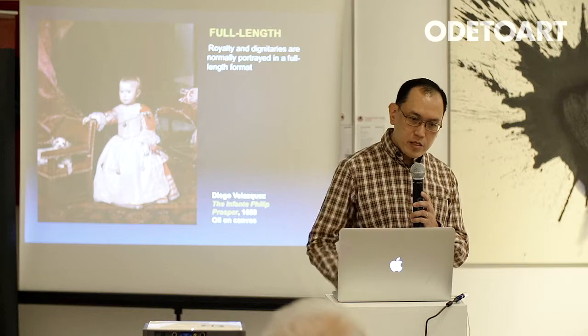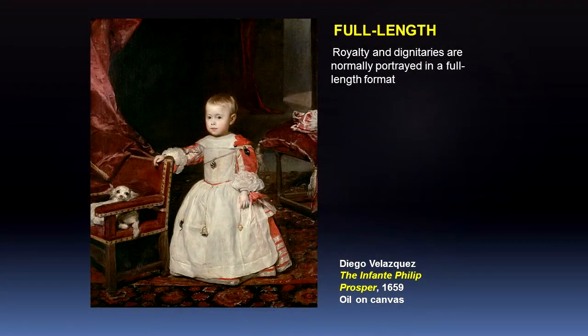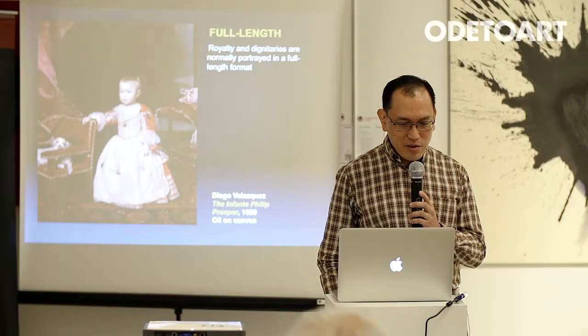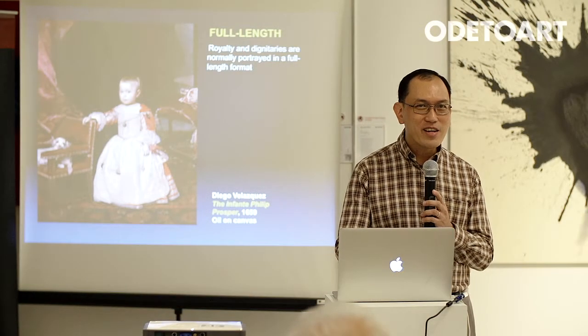If you look at it, this portrait serves as a kind of state portrait. This is Philip Prosper. It was done when he was 2 years old, and he died when he was 4 years old. Now, it's actually a boy, not a girl.